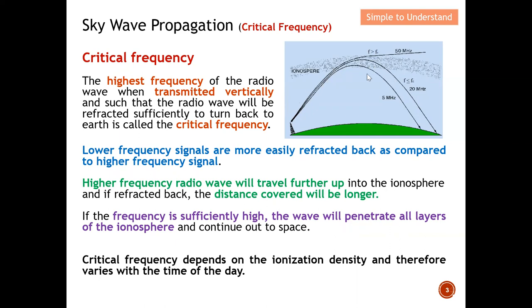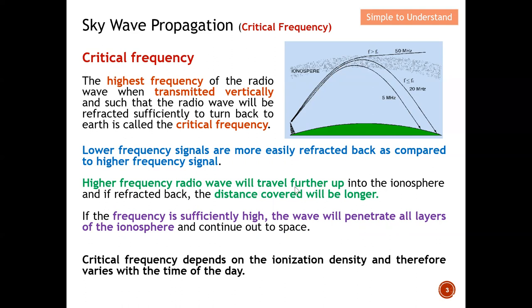From this diagram, you can see that the higher the frequency, the greater the chance that the radio wave will not be able to return to the Earth. The highest frequency that enables the radio wave to return to the Earth is what we call the critical frequency. Lower frequency signals are more easily reflected back compared to higher frequency signals. For the lower frequency, the wave doesn't need to penetrate deep into the ionosphere and will be able to reflect back to the Earth. The higher the frequency, the deeper it needs to penetrate into the ionosphere before it is reflected back to the Earth.